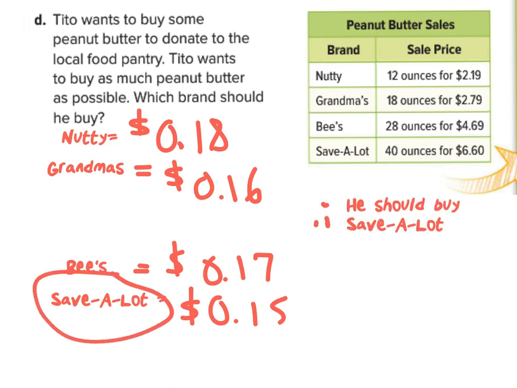And because this is a word problem, we answer it with words. Therefore, he should buy Save a Lot. That's the question. Which brand should he buy? He should buy Save a Lot.